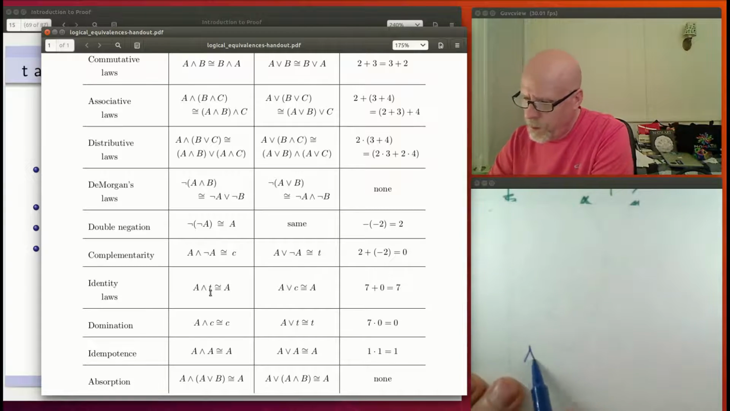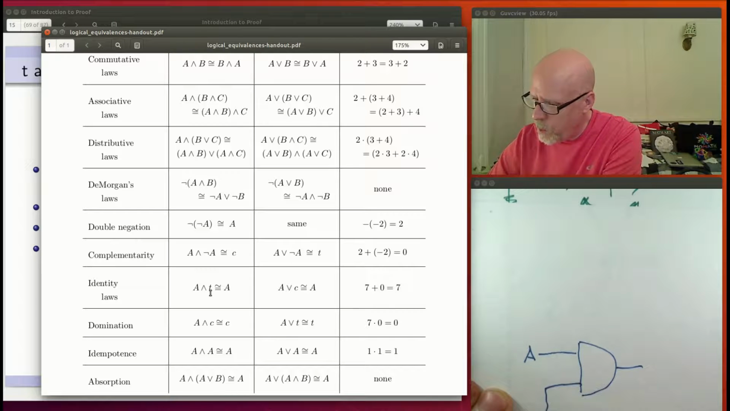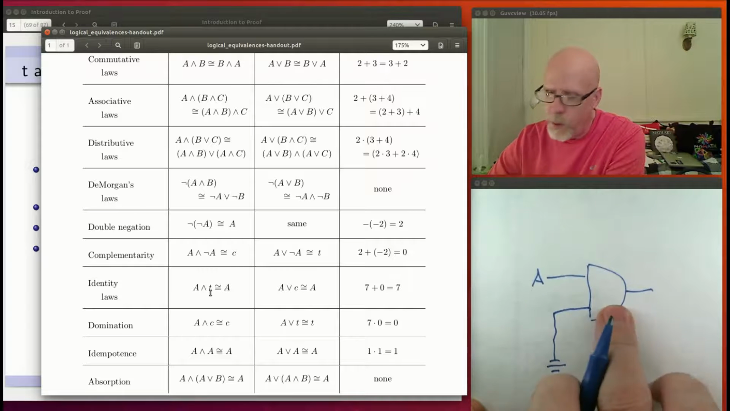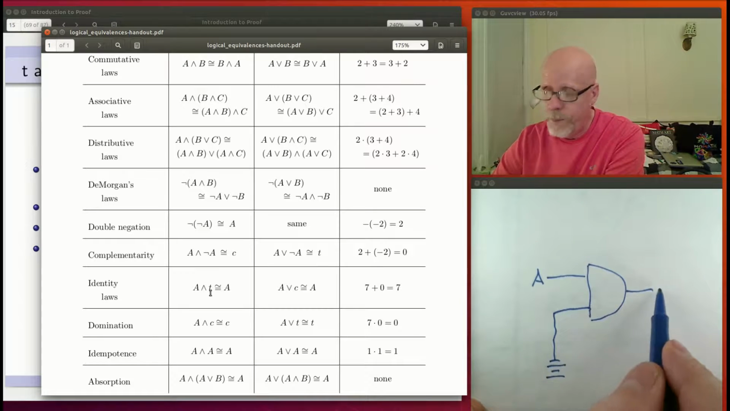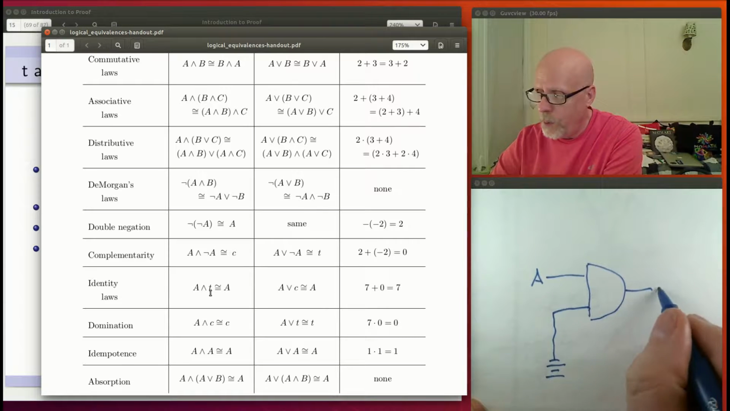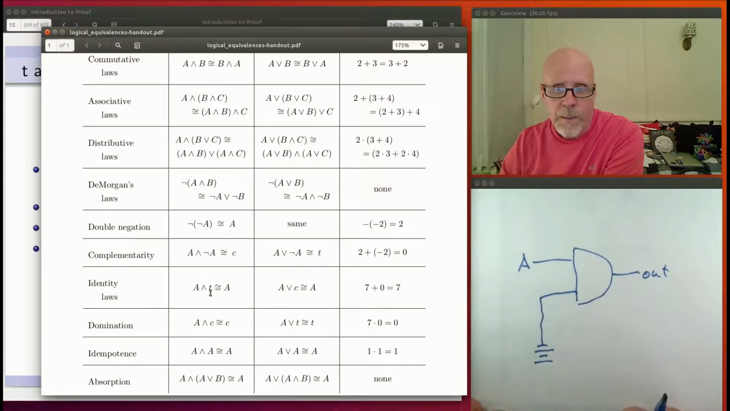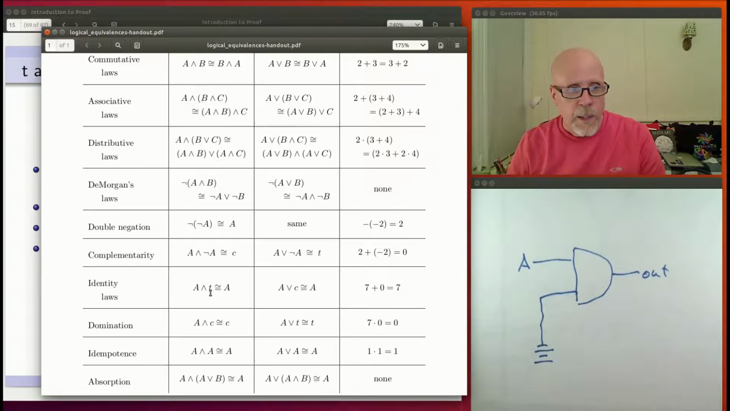I have statement A coming in on a line, going into an OR gate, and the output is that, but what's on the other branch of the OR gate is just tied to the battery. So, juice is just flowing to this side. As soon as A comes on, this comes on. If A goes off, this goes off. See how the output is going to do exactly whatever A does? That's the logic diagram way to think about the identity law.